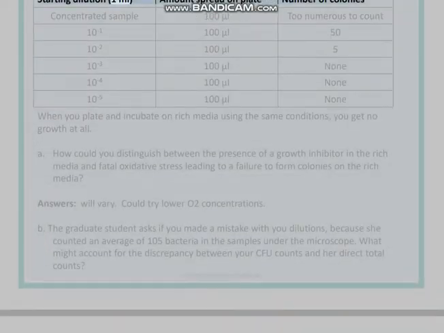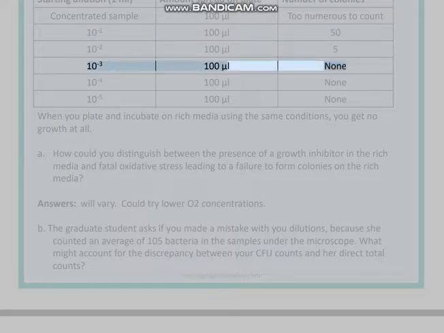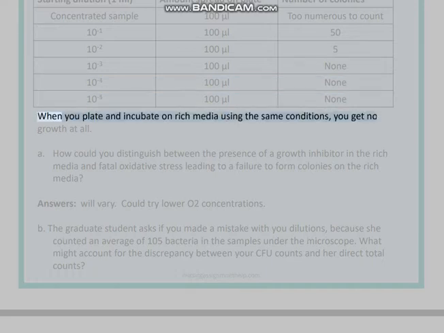Starting dilution, 1 milliliter; amount spread on plate, 100 microliters; number of colonies: concentrated sample, 100 microliters, numerous to count; 10 to the minus 1, 100 microliters, 50; 10 to the minus 2, 100 microliters, 5; 10 to the minus 3, 100 microliters, none; 10 to the minus 4, 100 microliters, none; 10 to the minus 5, 100 microliters, none. When you plate and incubate on rich media using the same conditions, you get no growth at all.